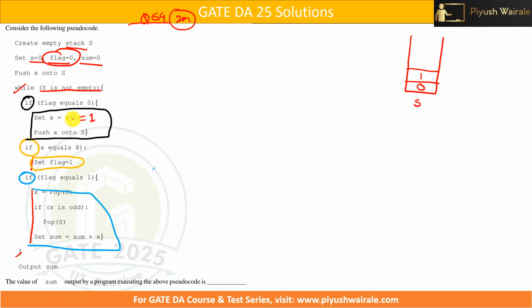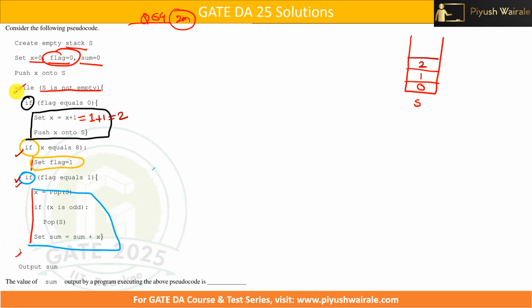Set x equals x plus 1. From the previous iteration, the value of x is 1. So this will be 1 plus 1 equals 2. So we have to push x onto S. x is basically 2, so we are pushing 2. Again, x equals 8? No. Again, flag equals 1? No. So if you observe, this statement will execute only if flag equals 1, and this will execute when x equals 8. Till then, both statements will not get executed, right?